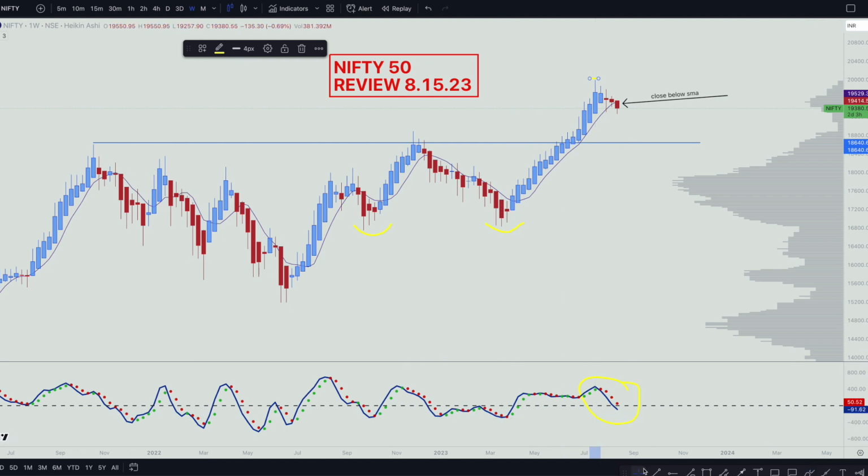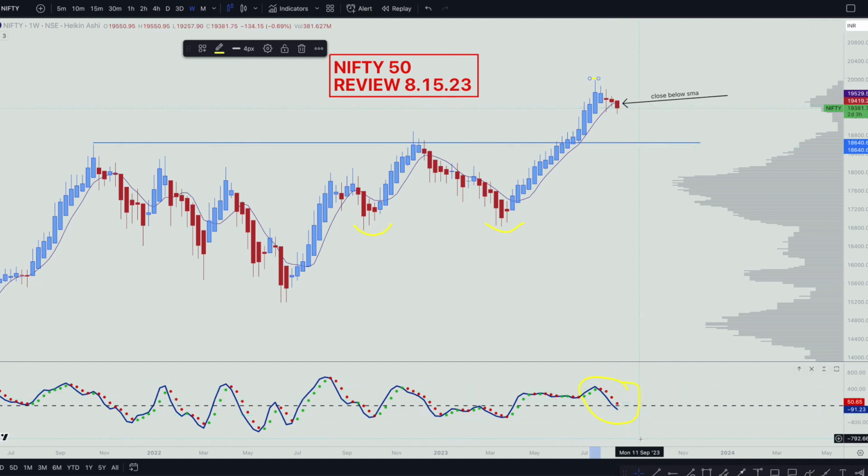For my own personal strategies, once something closes below or above the 7 simple moving average with Heikin Ashi, that's a sign to sell or buy. So right now you can see this weekly candle. It is a Wednesday, so the week is not yet done, but this candle looks like it's going to close below that.